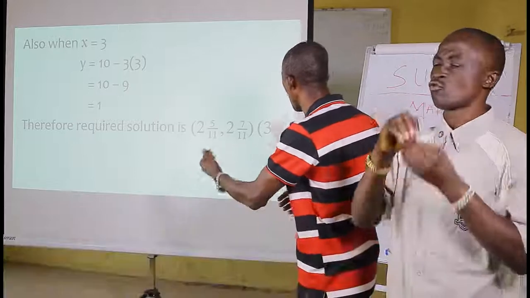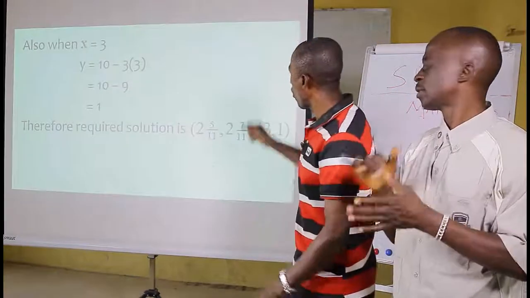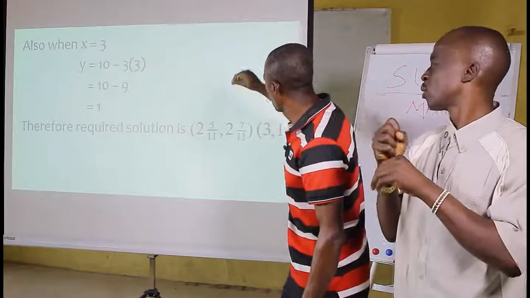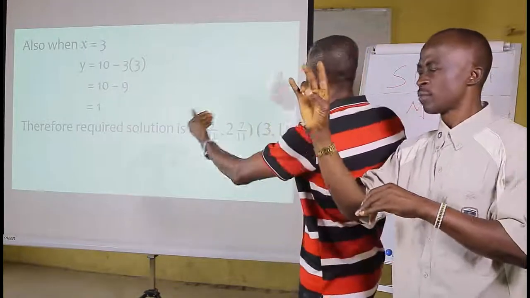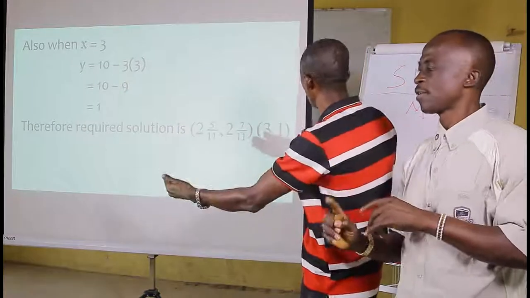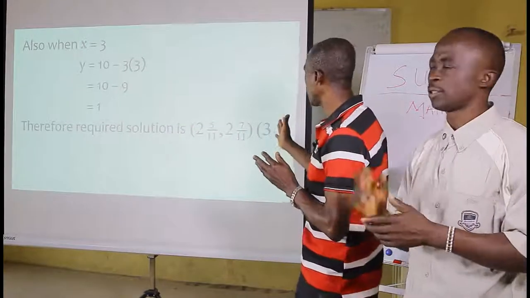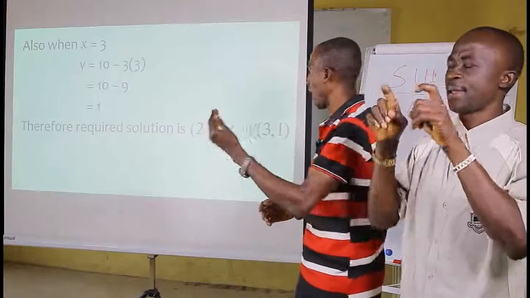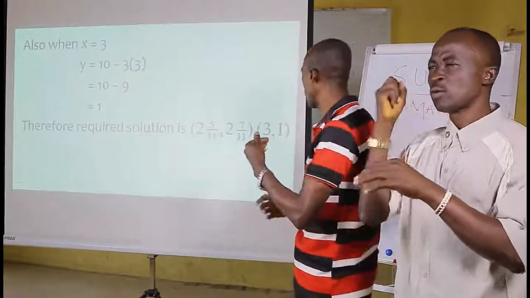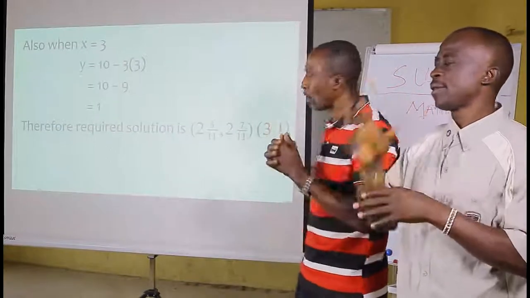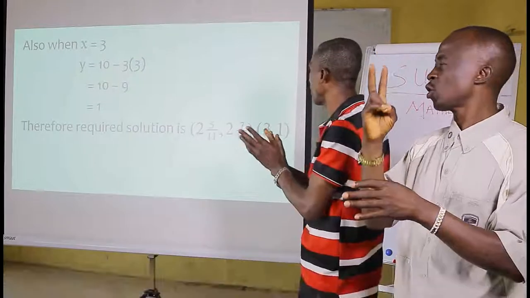The first number, which is 2 whole number 5 over 11, represents the first value of x. That shows when x was 2 whole number 5 over 11, our y was gotten as 2 whole number 7 over 11. Then the second one, 3, represents the value of x. That is, when x was 3, our y was gotten as 1. So 3 here represents the second value of x, while 1 represents the second value of y. So this is how you can write your solution.